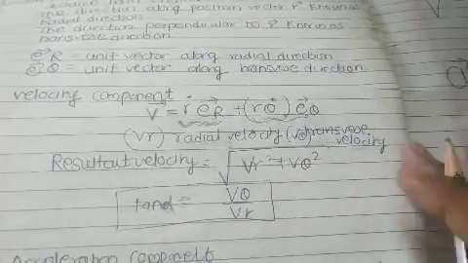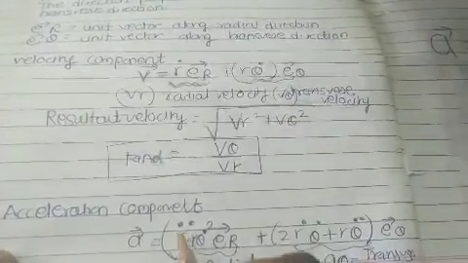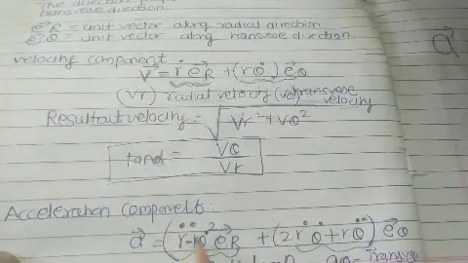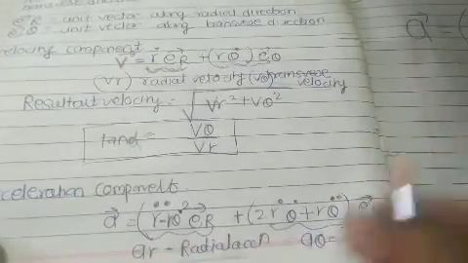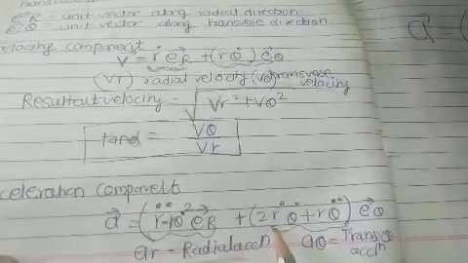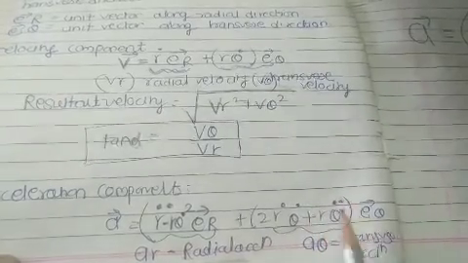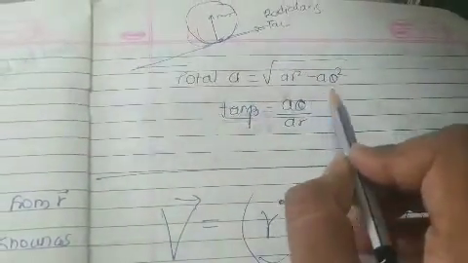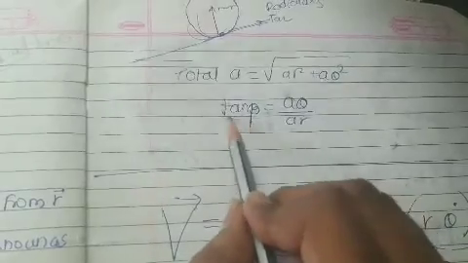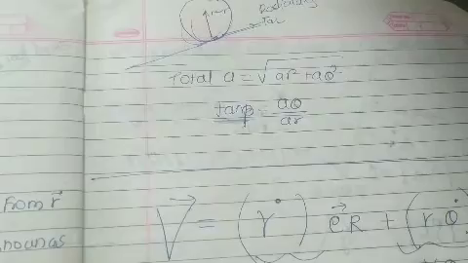On the same side, the acceleration components are given as follows. The radial acceleration component is r double dot minus r theta dot square, and the transverse acceleration component is 2 r dot theta dot plus r theta double dot. Then the total acceleration is the resultant, equal to the square root of ar square plus a theta square, and the angle beta or direction is given by tan beta is equal to a theta by ar.